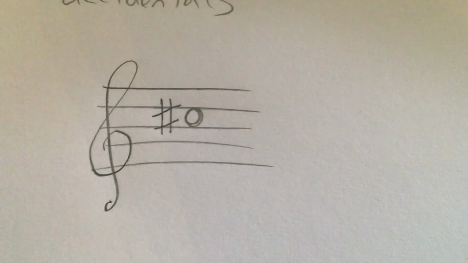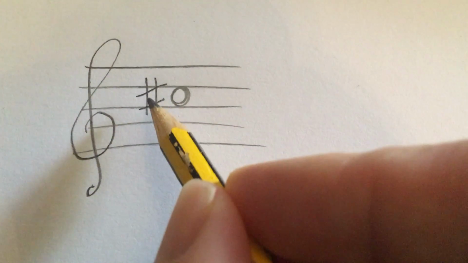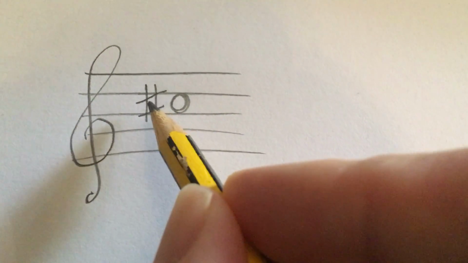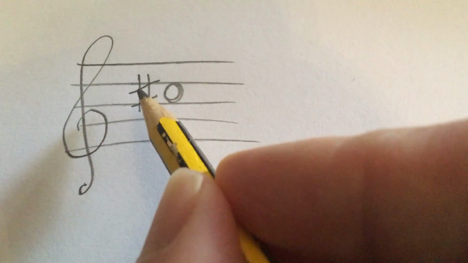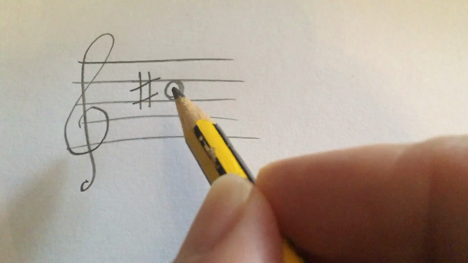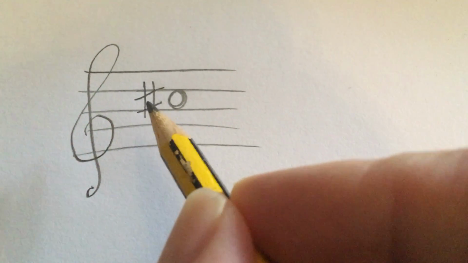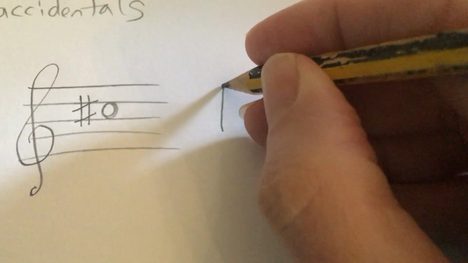Now look at the way that I draw that sharp sign, guys. There's a square in the centre of a sharp sign. And if the note is in a space, that square also needs to be in a space. So that square needs to be on the same line or the same space as the note that you're changing. When we put a sharp by a C, it turns it into C sharp, and it makes it one higher.